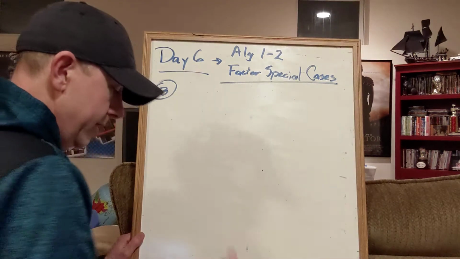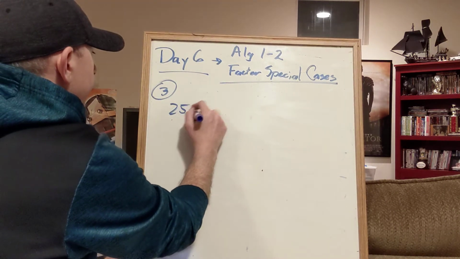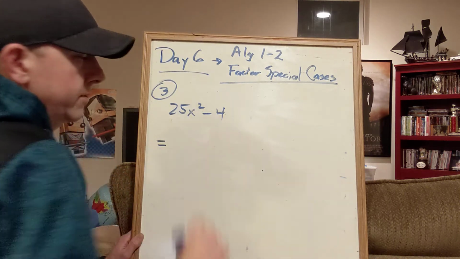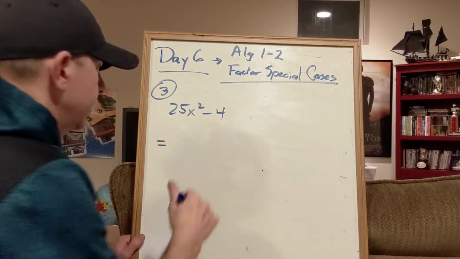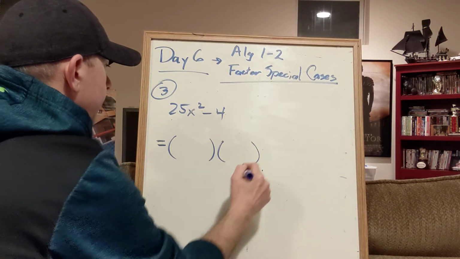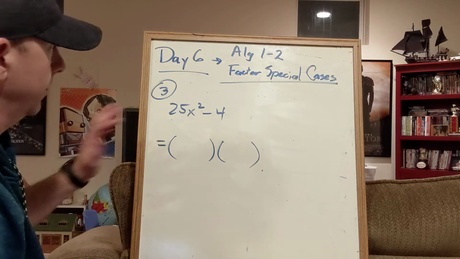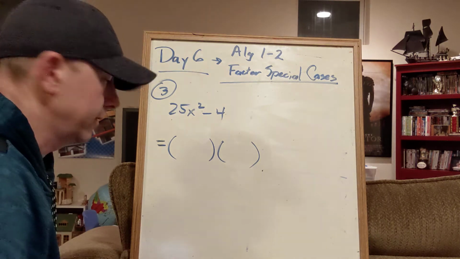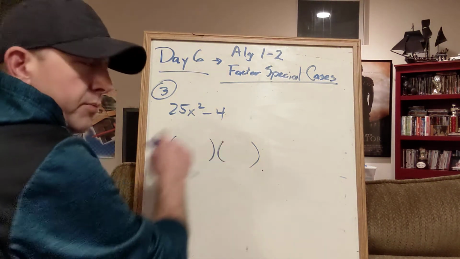All right, so number 3, 25x squared minus 4. Hopefully number 2 gave you a lot of practice with the process. Again, it's going to look like this. Now, this is going to work as long as these are all perfect squares. If any of these are not perfect squares, it doesn't work. And if it's a plus sign, it doesn't work.